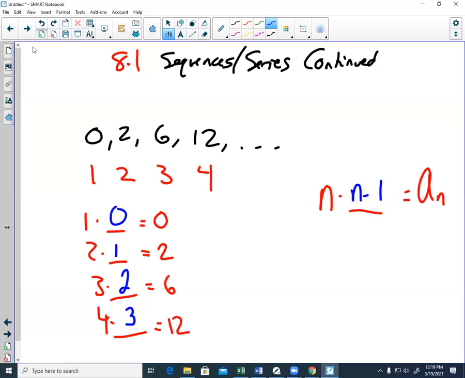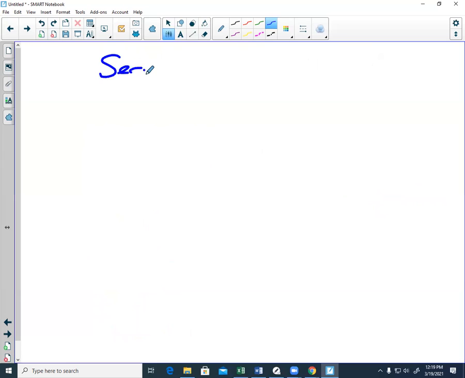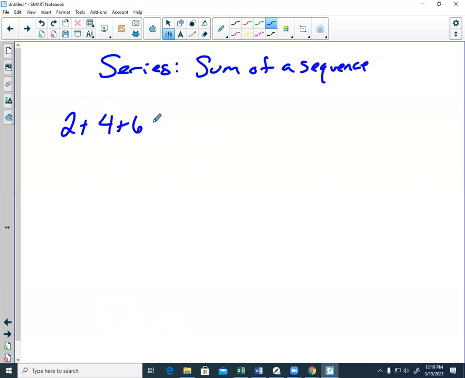Okay. So now we're going to talk about series. We're just going to define what these are. A series is like the sum of a sequence. So it's pretty much the exact same thing as a sequence, except instead of commas in between it, it's addition signs. Okay. So instead of putting a comma in between each one, we're putting a plus sign in between each one. So the example that we used last time was 2, 4, 6, 8, but now it's going to be 2 plus 4 plus 6 plus 8 plus 10, whatever.